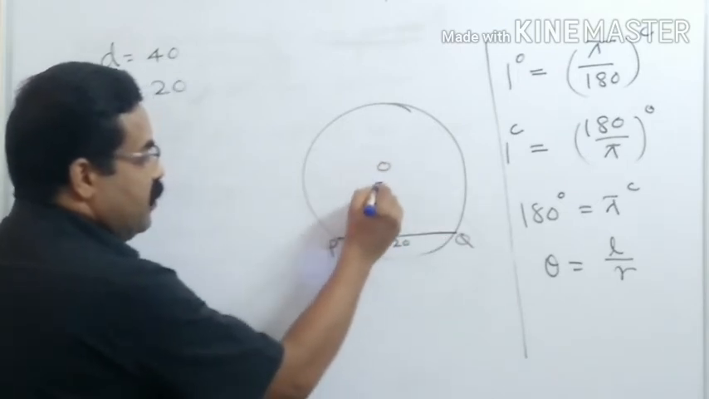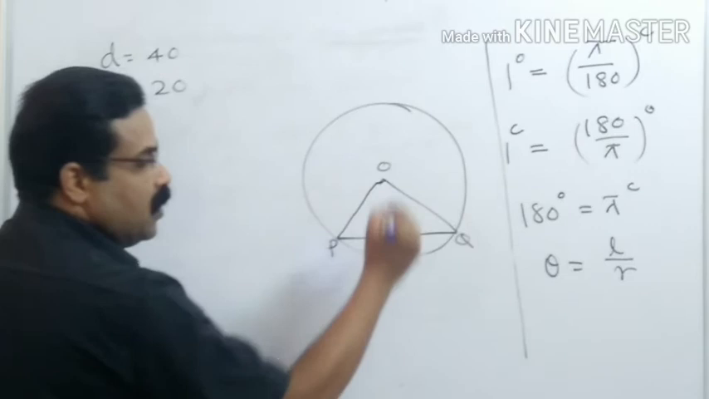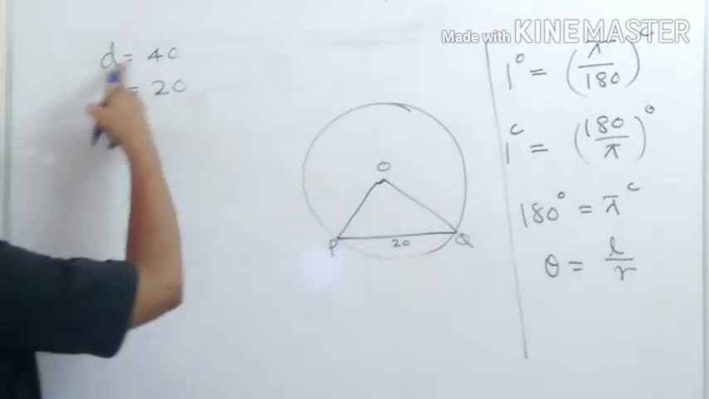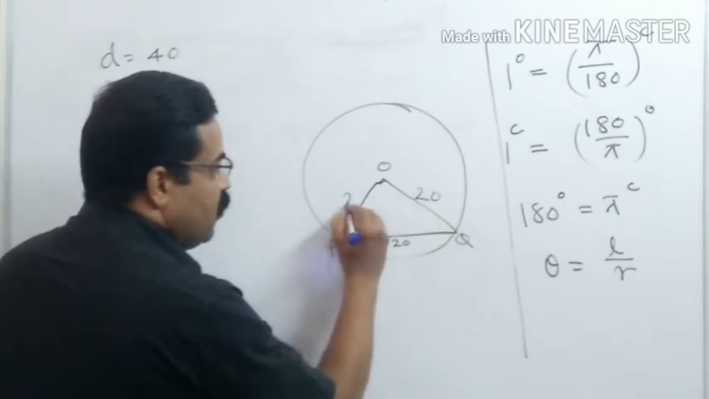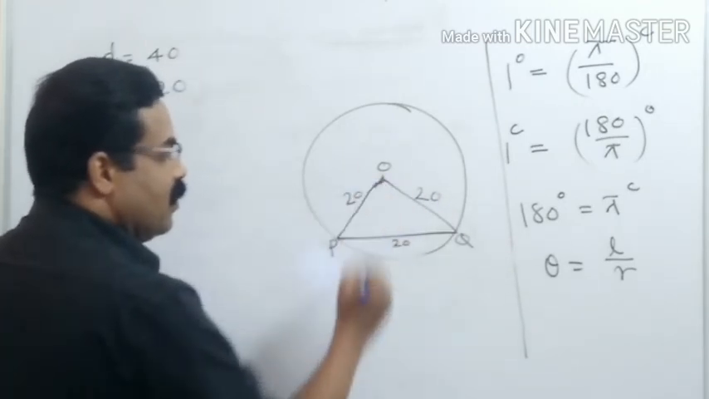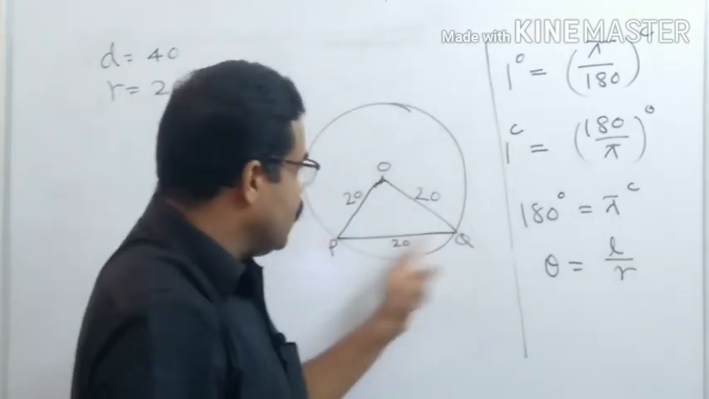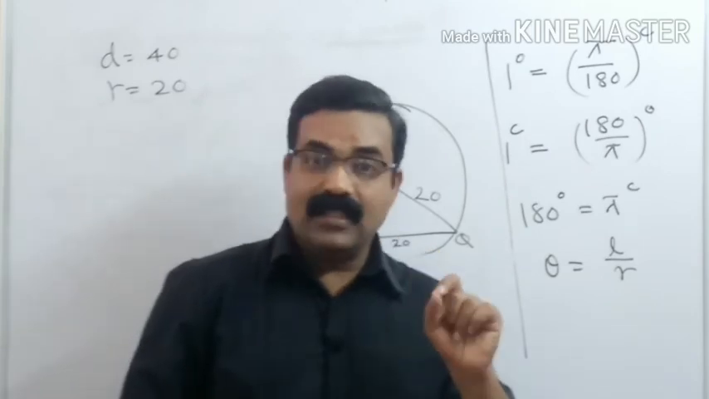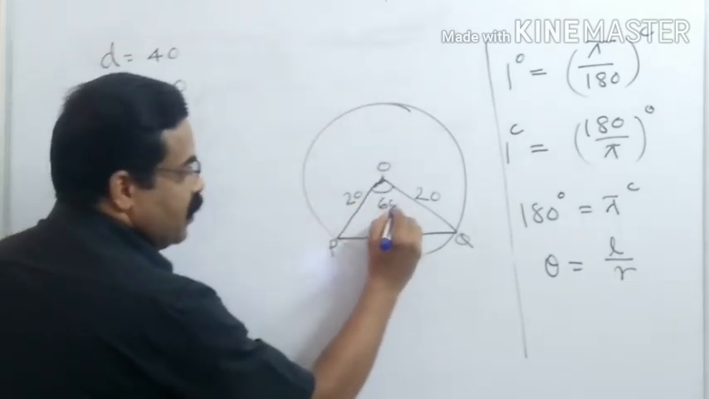So from the center, this length and this length are radius. Diameter is 40, so radius will be 20. So this will be 20 and this will be 20. So here what are you getting? You are getting an equilateral triangle. What is the property of an equilateral triangle? In an equilateral triangle, all 3 sides are equal and all angles will be equal to 60 degrees. So this angle will be equal to 60 degrees.